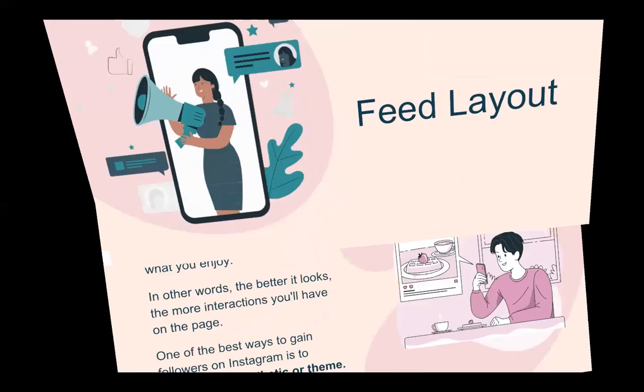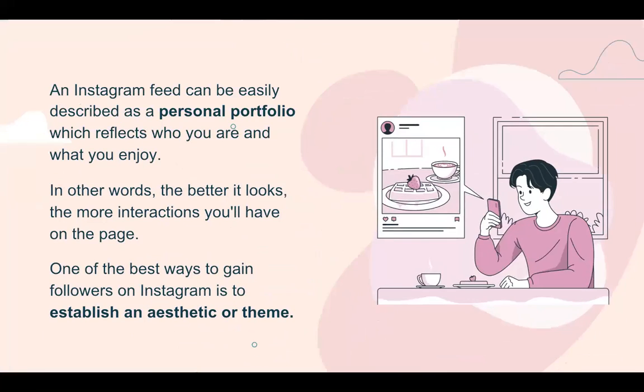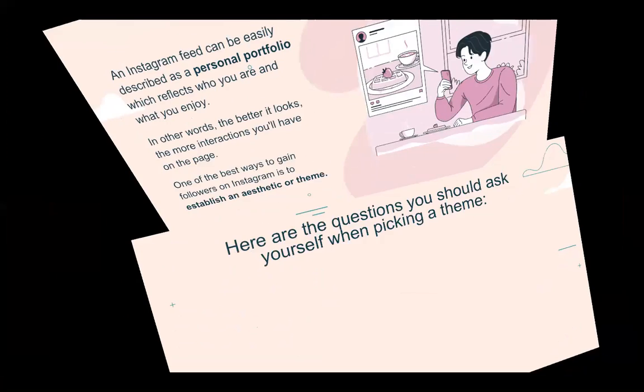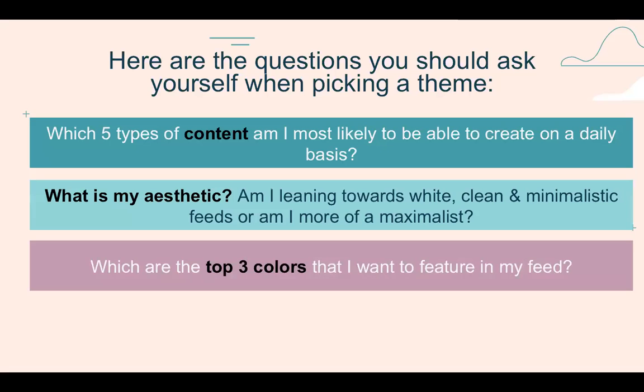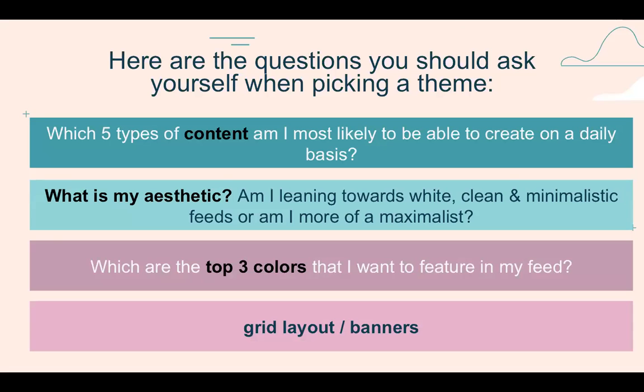Now, feed layout. I feel like, personally, feed layout is like a personal portfolio for you. It's a visual portfolio that you're putting out for people to see. So I want you guys to think in your head: if you had a public account, what type of content would you post? What would be your aesthetic? Would it be minimalism or brown, moody, any of those sorts? And what are the top 3 colors you would have in your feed?